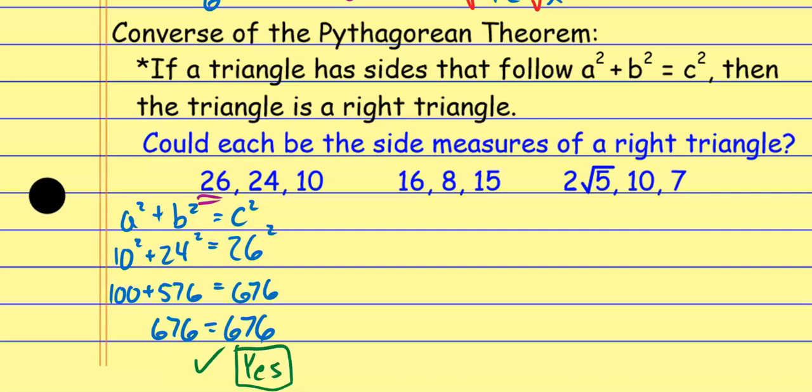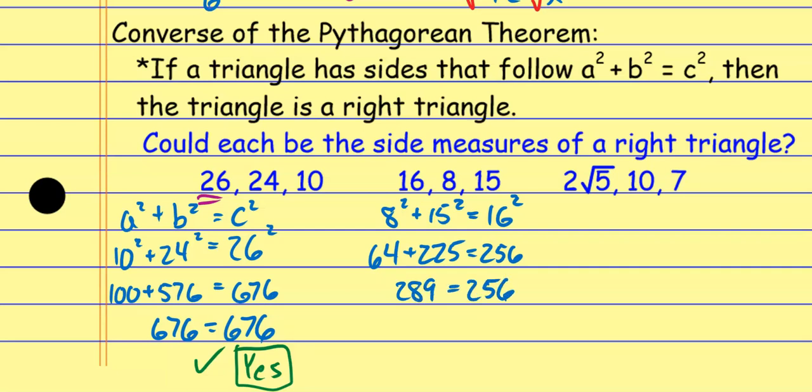Okay? If I look at the next one, same kind of thing. Once again, the biggest side has to be the one by itself. And again, going least to greatest is an easy way to plug this in. But again, the only one that really matters is that 16. The 16 has to be by itself, okay? That's 64, that's 225, and this is 256, okay? And now I just continue to simplify. Again, I'm not solving or anything like that. I'm just simplifying to see if I get the same thing, to see if this is a right triangle.